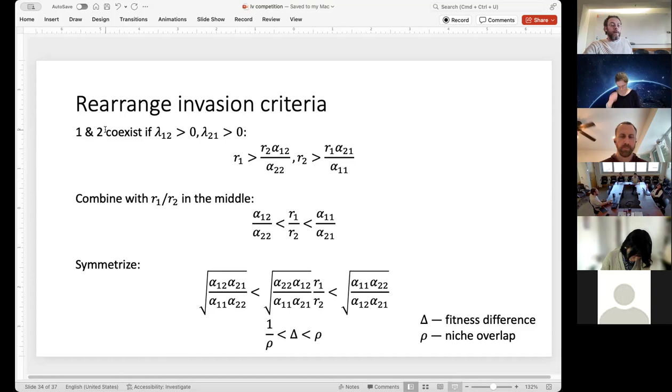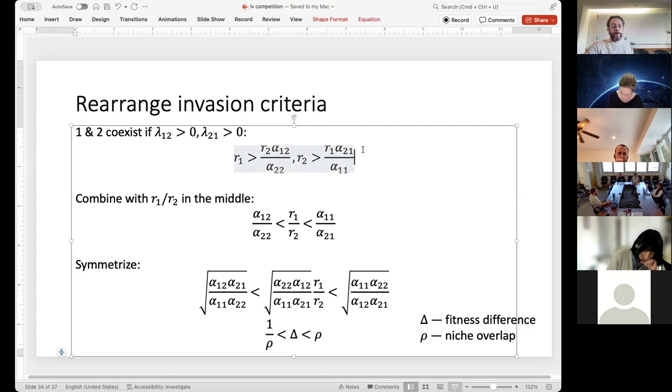So here's the idea. We're going to start out, it's based on the mutual invasion criteria, right? We have expressions for the invasion rate of each species growing into a monoculture of the other, this lambda 1, this lambda 2. And therefore coexistence, if each species can invade a monoculture of the other, that's this first line of expressions there, 2 expressions. But we want to stick them together. We want to bolt them together.